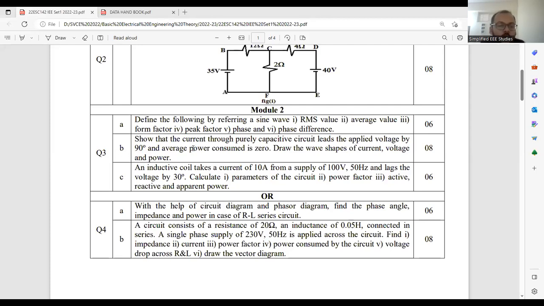Question number 3B: show that current flowing through a purely capacitive circuit leads the applied voltage by 90 degrees and average power consumed is equal to 0. You'll be getting 8 marks. Draw the wave shapes of current, voltage and power. So let me show you what is in the data book. Easily you can solve it. Okay, question number 3B. All right, please make a note.